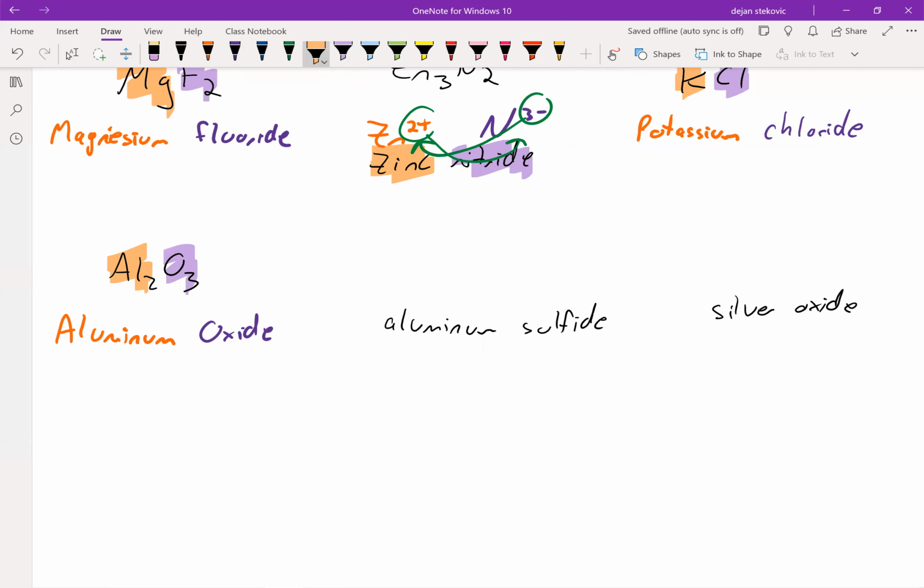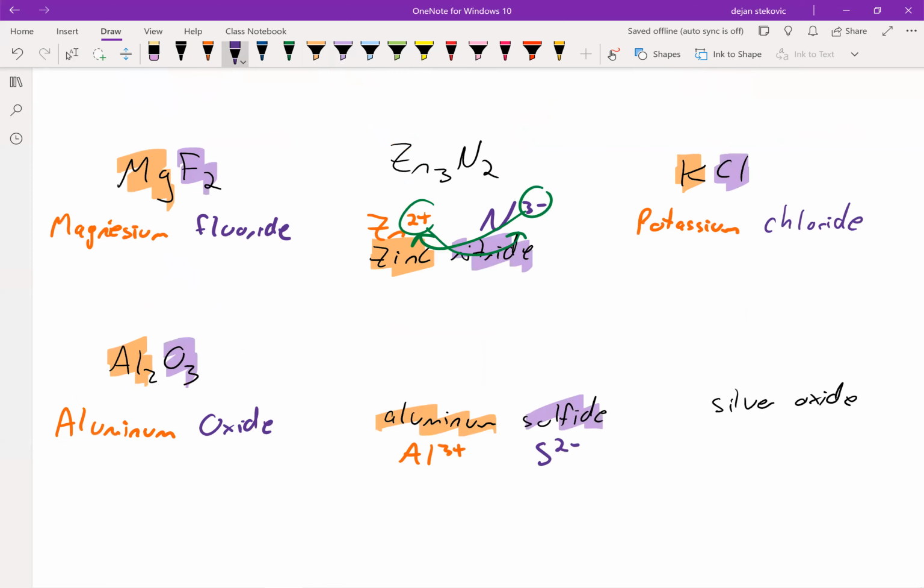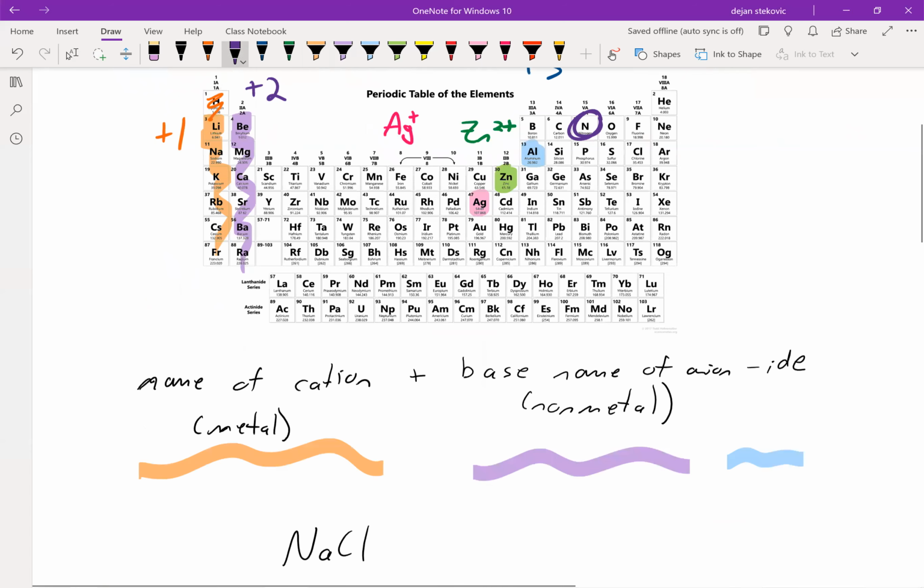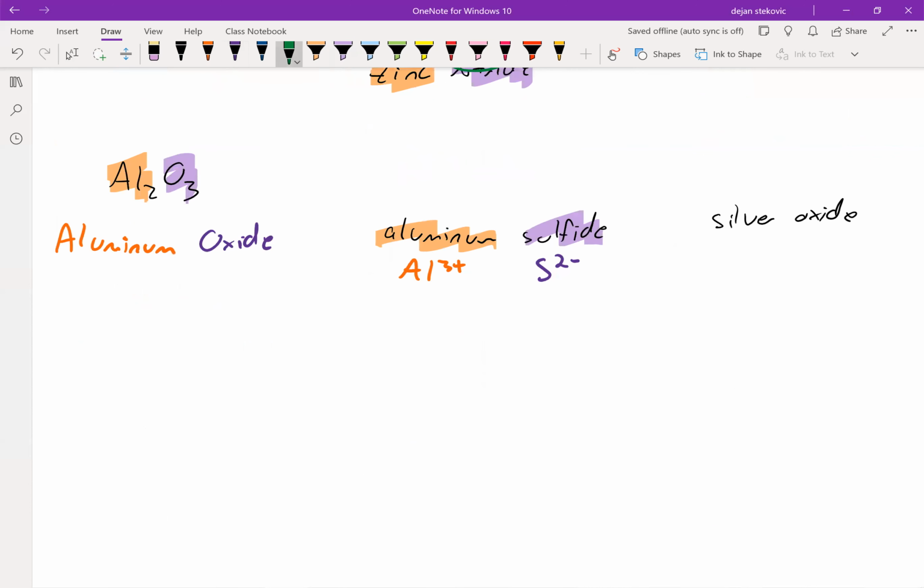All right, in this naming structure, we've got aluminum. We know that aluminum is always 3+. And then we've got sulfide. We know that sulfide is always S2-. If you take a look at your periodic table, find sulfur 2 spots away from the noble gases, S2-. And then we can do our little trick where we just switch up the subscripts, and that is Al2S3, aluminum sulfide.